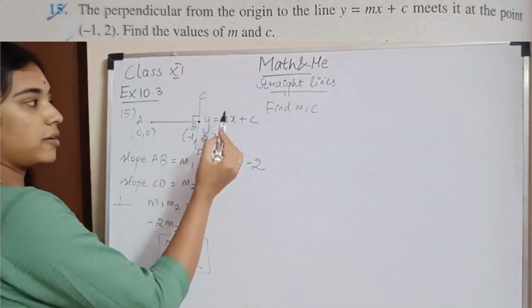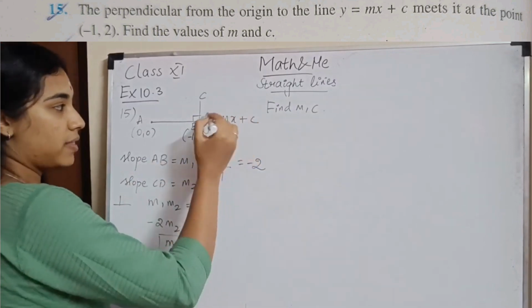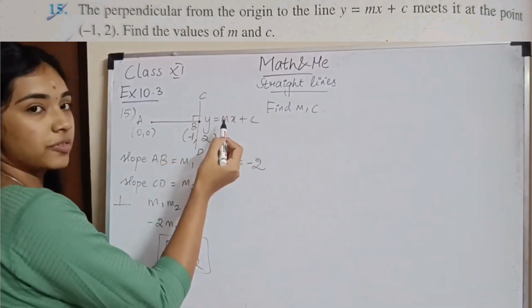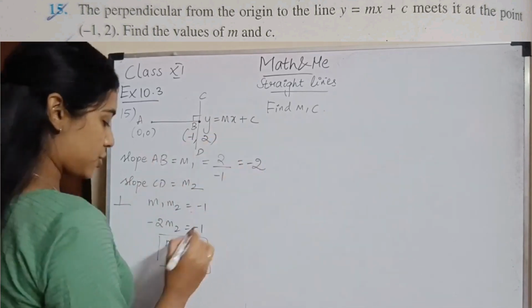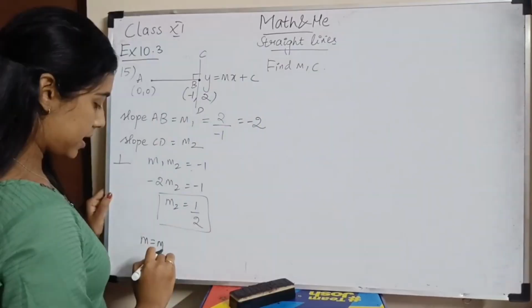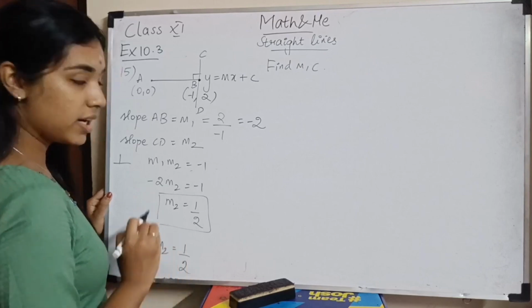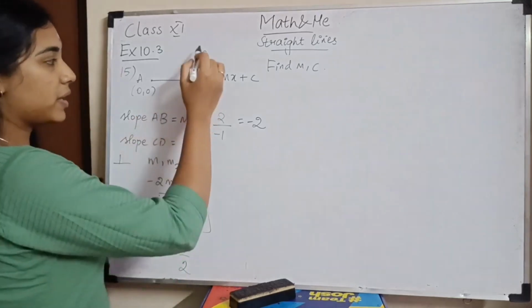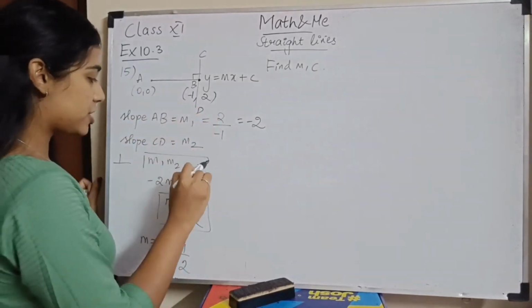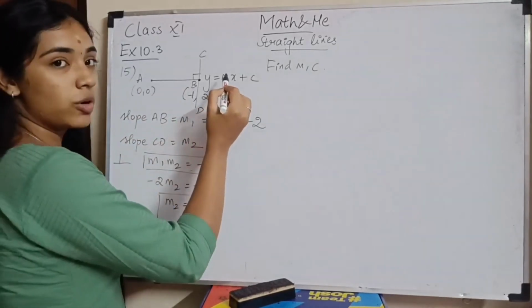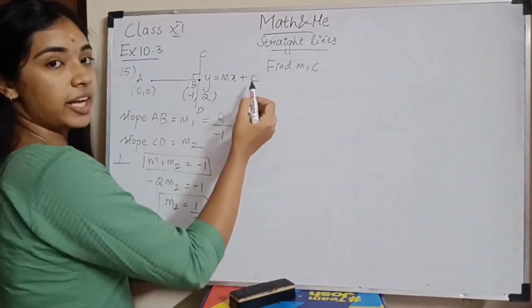So you know the slope of this particular line. So in this equation, what is the slope of this particular line? It is m. So we have just found out m. So m equals m2, which is equal to half. So basically using the perpendicularity of lines, we found the slope and the value of m. Now you need to find the value of c.